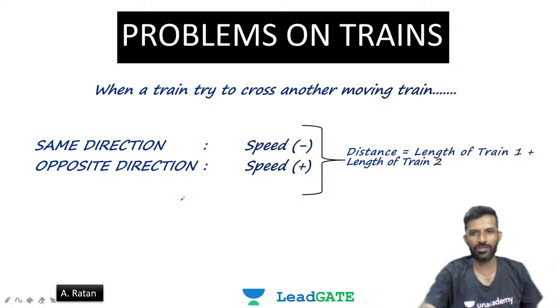Distance will be always length of train 1 plus length of train 2. Same direction, speed we have to subtract. Opposite direction, speed we have to add.